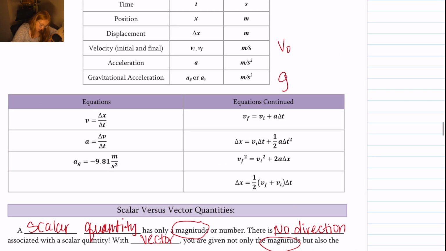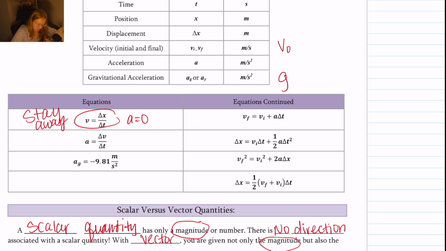Where are they at? Right here. The only issue is don't use this formula unless acceleration is 0. So it has a rule that goes with it. If there is an acceleration, this formula does not work. So I would stay away from that formula. It's not even on the AP formula chart.